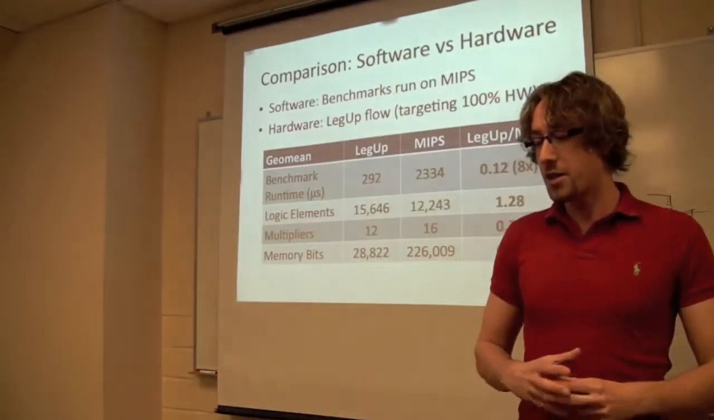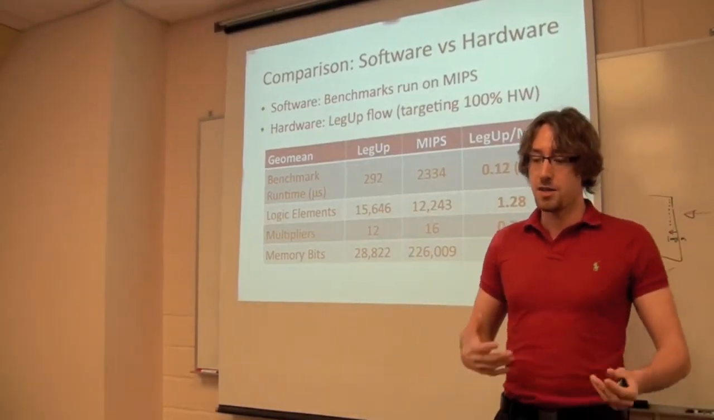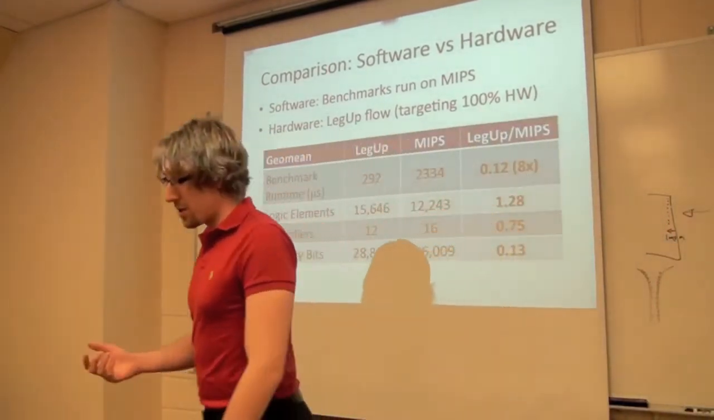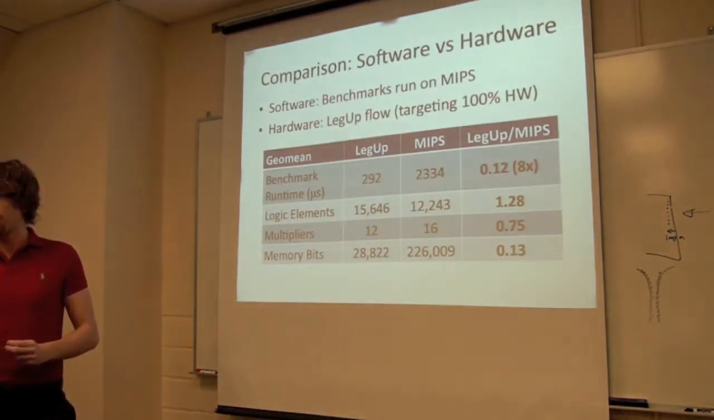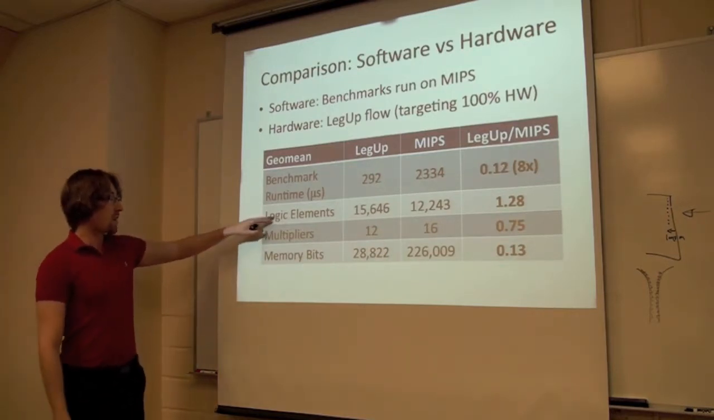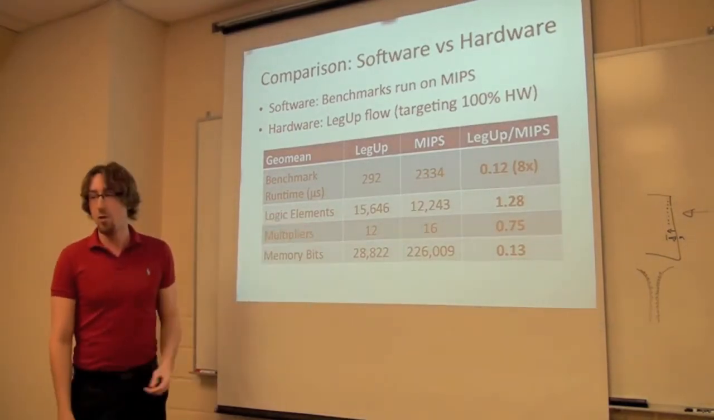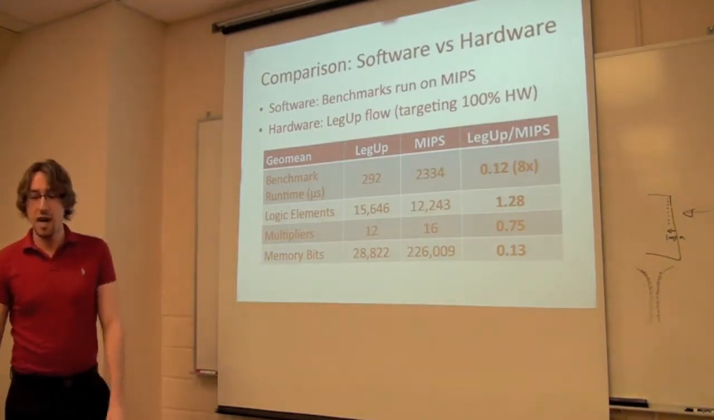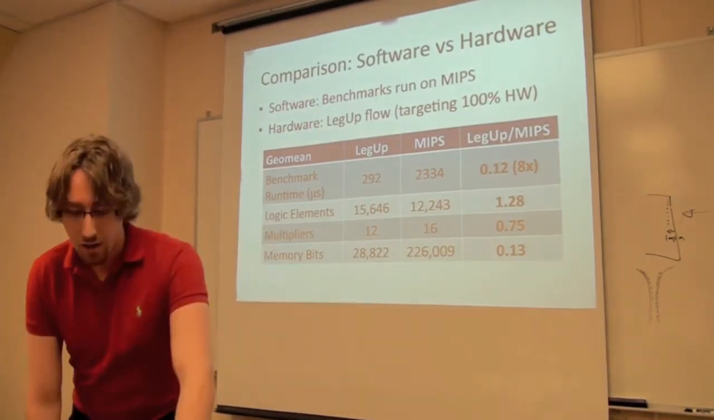Another very useful comparison to make is comparing a pure hardware implementation to a pure software implementation to see how much room is on the table for improvement. When we compare these two, we see that a pure hardware implementation using LegUp gets about an 8x better circuit runtime than a pure software implementation. And that costs us, if we compare the MIPS core to these hardware solutions, about 30% more LEs, and roughly the same multipliers, and fewer memory bits because we don't need a huge cache anymore. So we get a lot better runtime by moving completely to hardware.